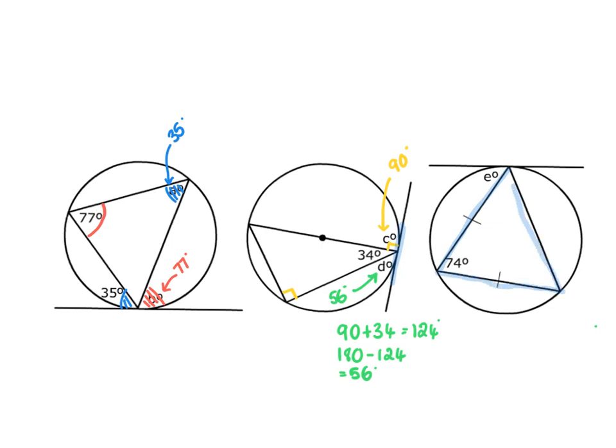Okay, next we've got an isosceles triangle again, so we can find the two red angles by using angles in a triangle. So 180 subtract 74 and then divide it by 2. So each of those angles are 53 degrees. Then alternate segment theorem, so E will just be 53 degrees.